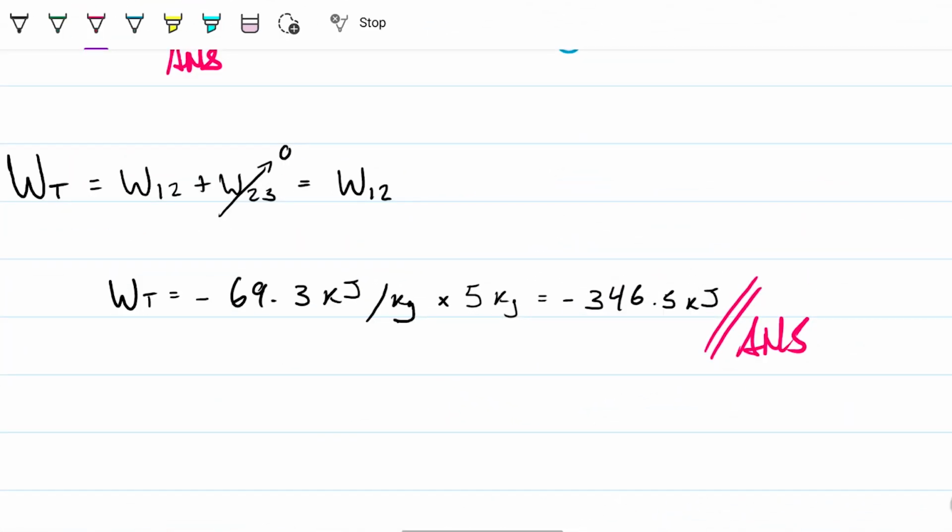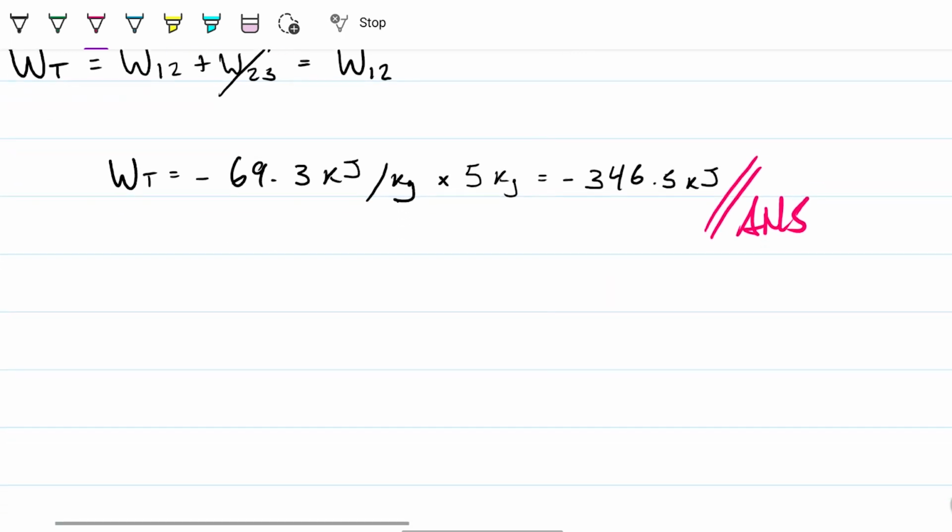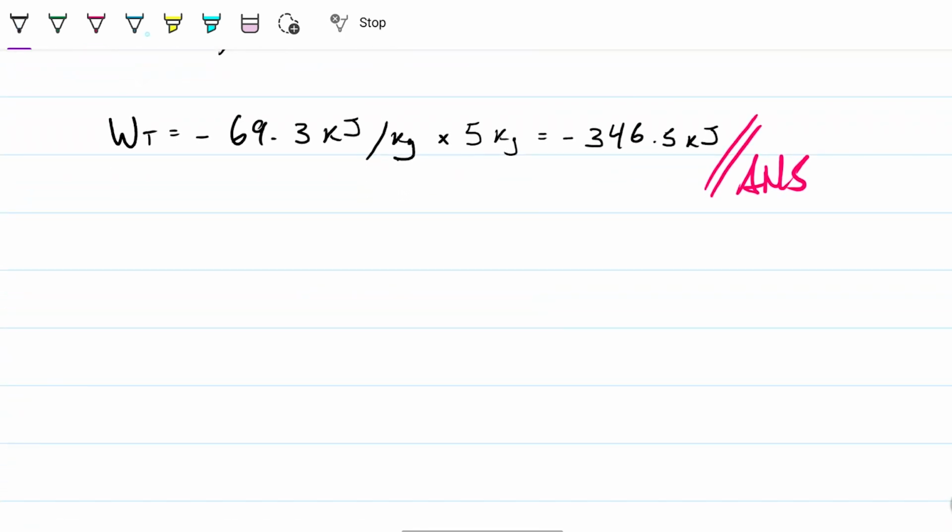Okay, now for the more interesting bit, we need the heat, right? What we have going on here is we have our state 1 down there, we have our state 2 over here. We're increasing, right? We're going from, what was it? From 60 to 1300 or so, and we know we're adding heat.